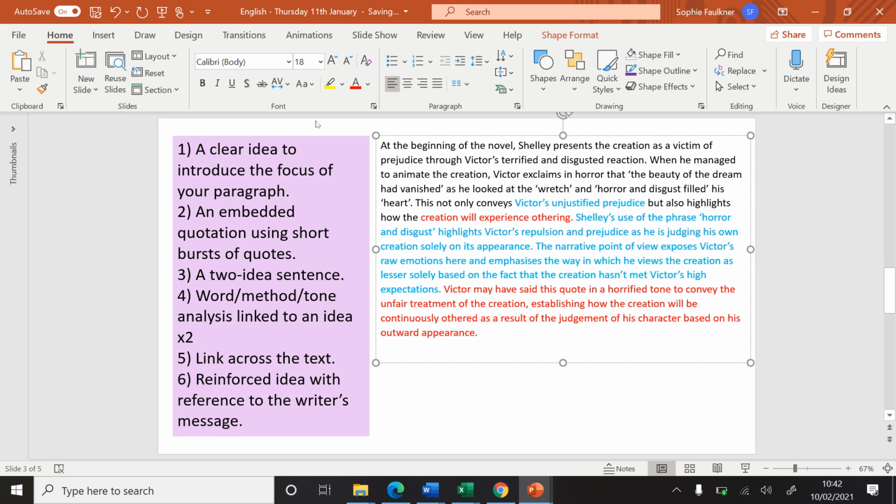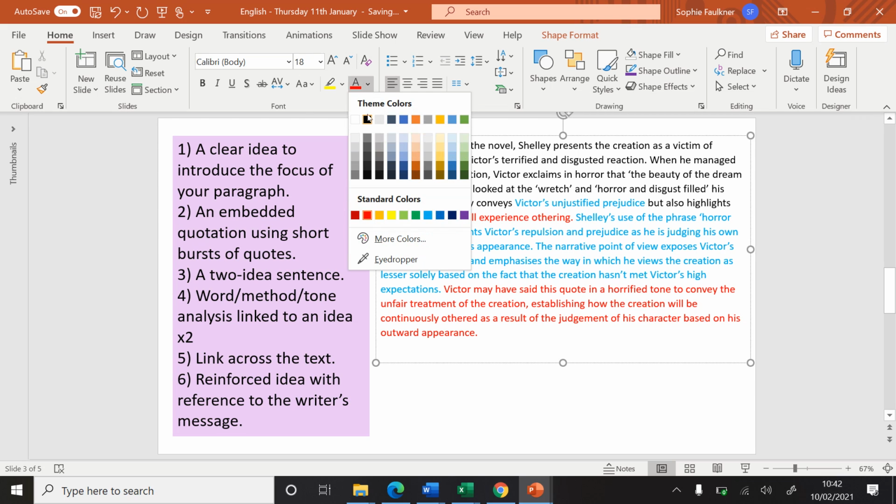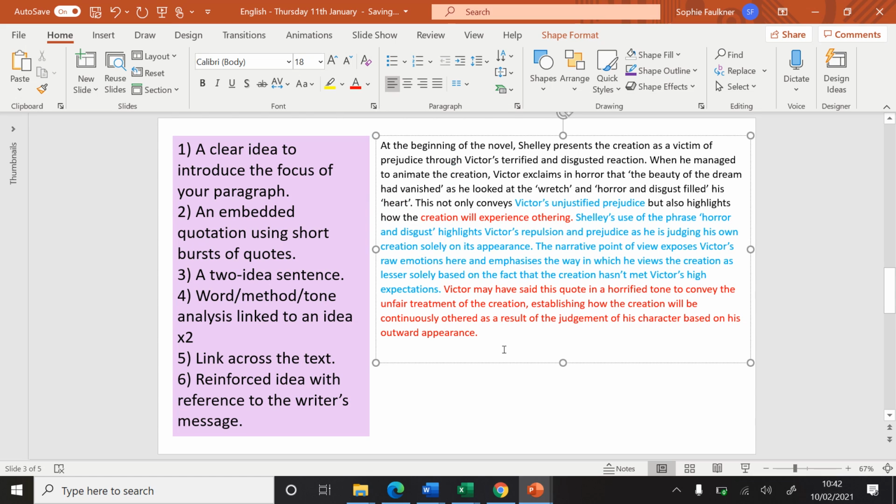I'm going to now make a link to a piece of context, my understanding of the contextual setting of the novel. So I'm going to write, it seems as though Victor has realised his failure, which may highlight Shelley's, now I'm bringing back in the author's ideas, Shelley's perspective on the tension between science and religion in the Victorian era.